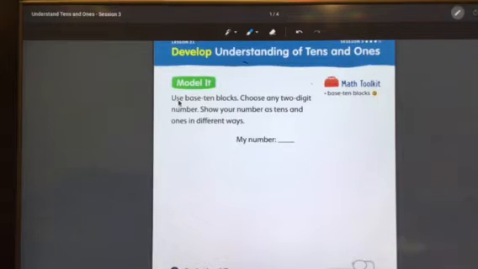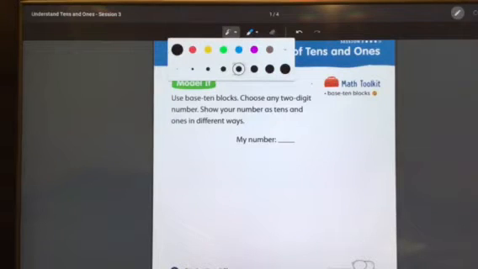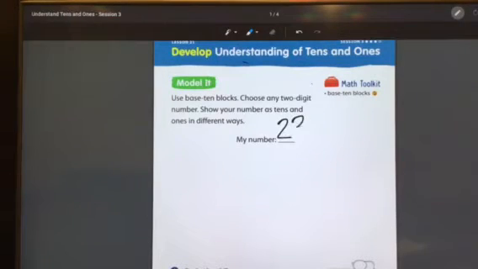So first what we're going to be doing is using base 10 blocks. We're going to choose any 2-digit number and we're going to show our number as tens and ones in different ways. So the number that we're going to choose is the number 23. So on the line right here, please write the number 23. Then draw a line right here to divide that part of the paper in half, because over on one side we're going to show 23 using tens and ones, and on the other side of the paper we're going to show 23 using tens and ones in a different way.